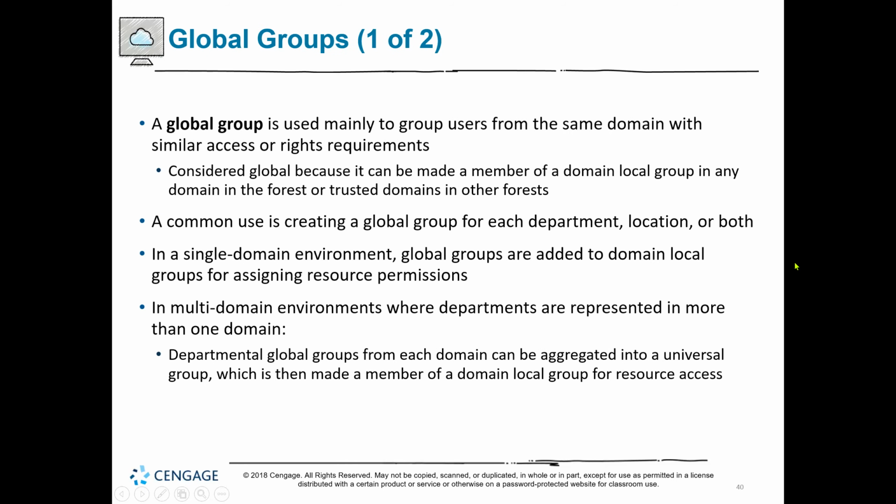Global groups. A global group is used mainly to group users from the same domain with similar access or rights requirements. Considered global because it can be made a member of a domain local group in any domain in the forest or trusted domains in other forests. A common use is creating a global group for each department, location, or both. In a single domain environment, global groups are added to a domain local group for assigning resource permissions. In multi-domain environments where departments are represented in more than one domain, departmental global groups from each domain can be aggregated into a universal group, which is then made a member of a domain local group for resource access.